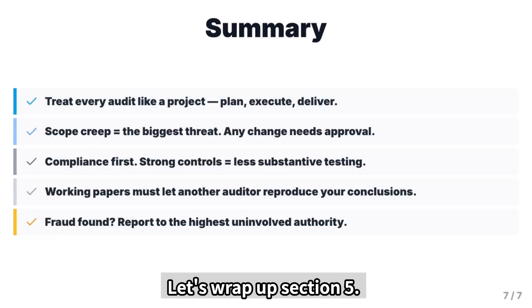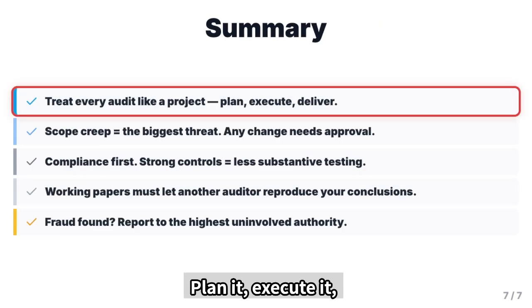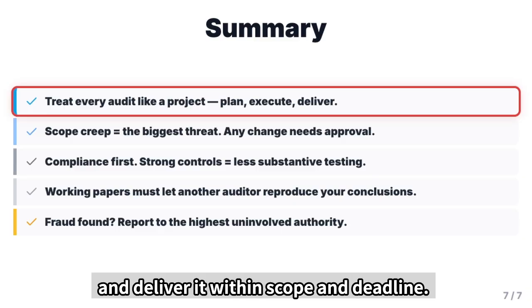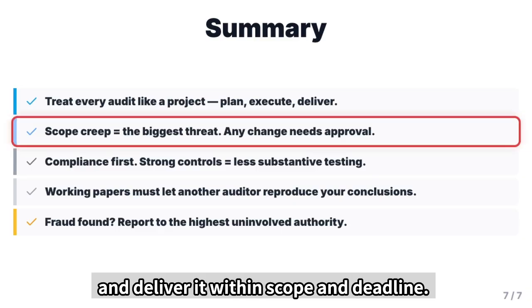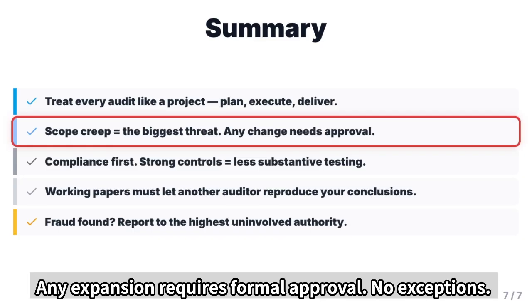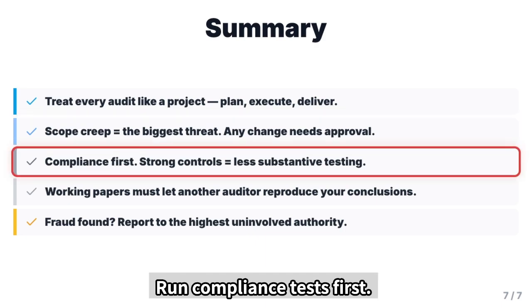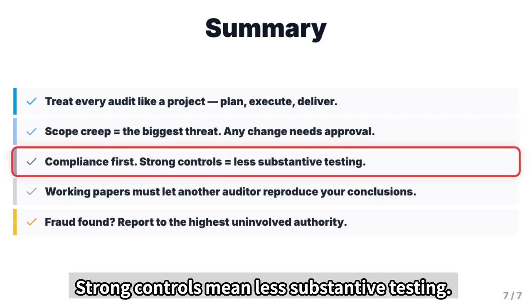Let's wrap up section 5. Treat every audit like a project. Plan it, execute it, and deliver it within scope and deadline. Scope creep is the biggest risk. Any expansion requires formal approval, no exceptions. Run compliance tests first. Strong controls mean less substantive testing.